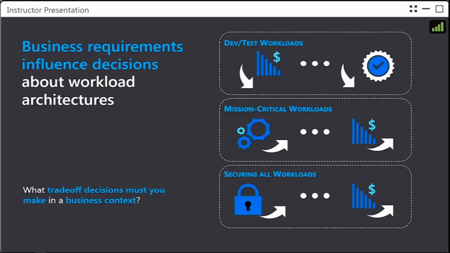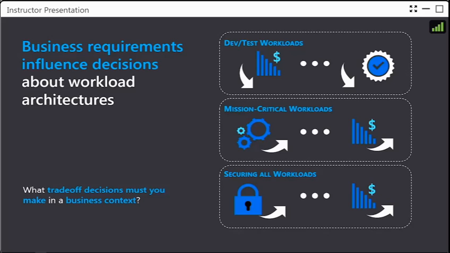So for example, development workloads. Optimizing cost in development workloads may be the right approach, even when it may impact reliability, if it's in line with the business expectations. On the other hand, mission critical workloads, where you're looking to improve performance for a mission critical workload, that may be the right business decision, even at the expense of increased cost.